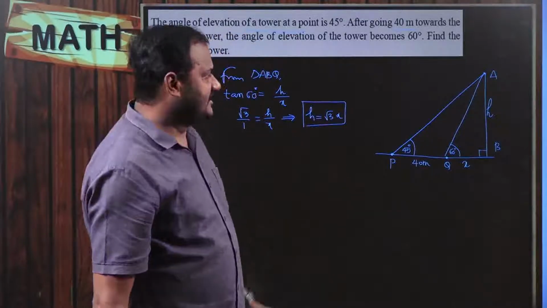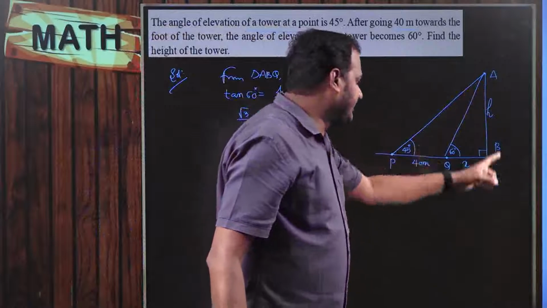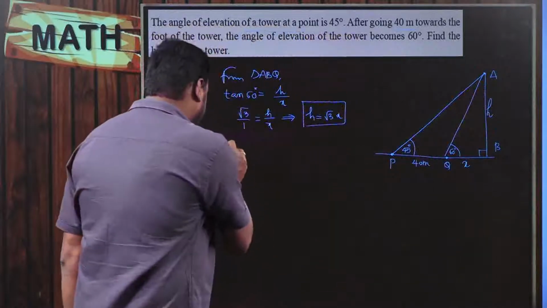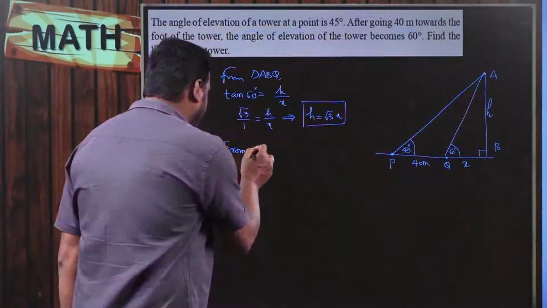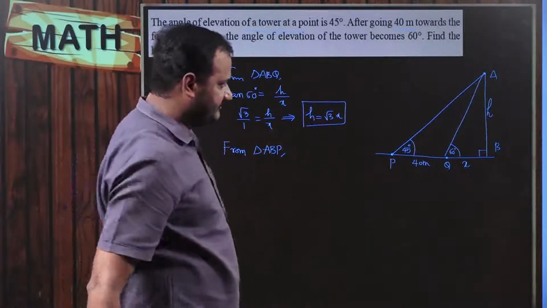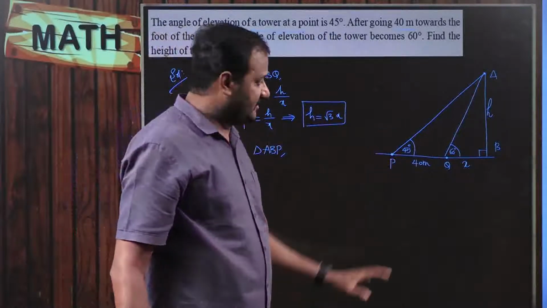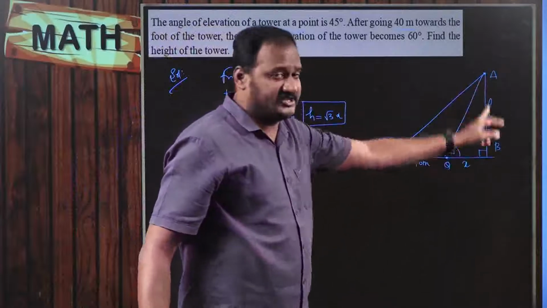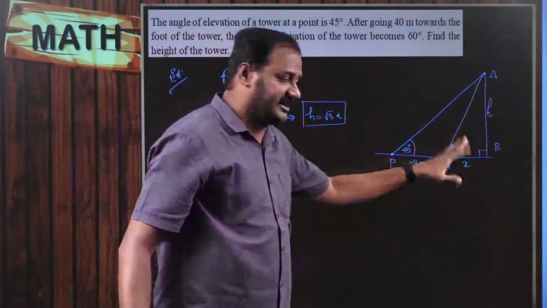After that, I will take the entire right angle triangle ABP. So from triangle ABP, the angle is 45. The side opposite to that angle is h and the side adjacent to that angle is 40 plus x.